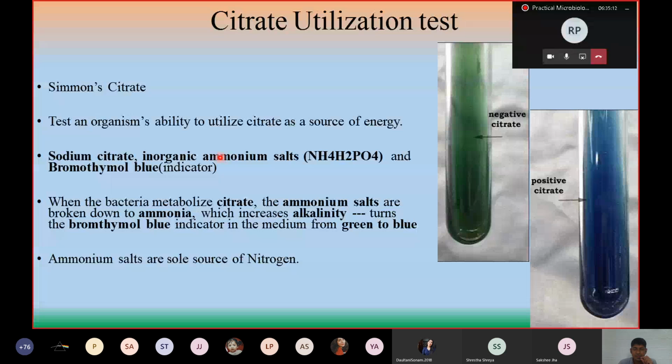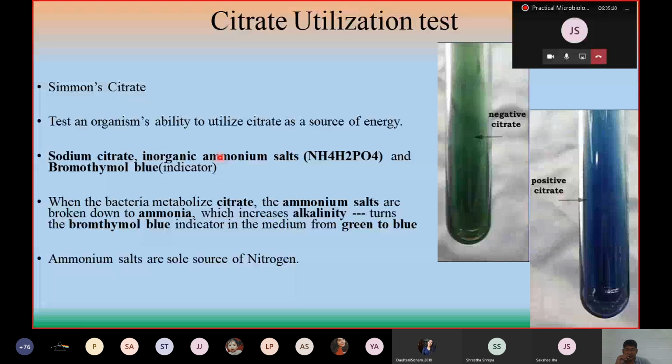It will detect the ability of an organism to utilize citrate as a sole source of carbon. So in this media, there is no other source of carbon other than citrate. If the organism can utilize the citrate as the source of carbon, then it can survive. If it cannot, then it can't survive.